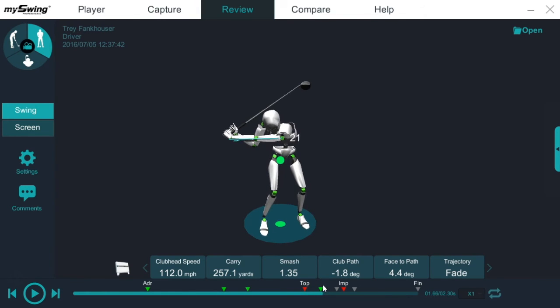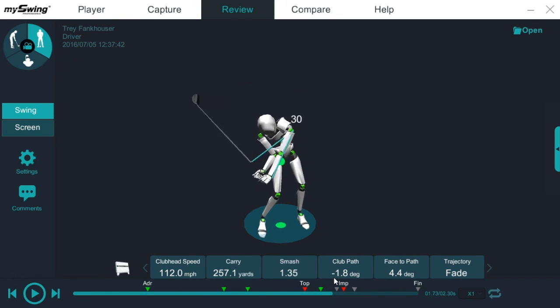So we'll continue on again by left arm parallel to the ground. That's when we want to start to see this number really blast off. We want to really see the left arm blast off and this number increase. As you can see, around impact, Trey's angle is about 48 degrees.